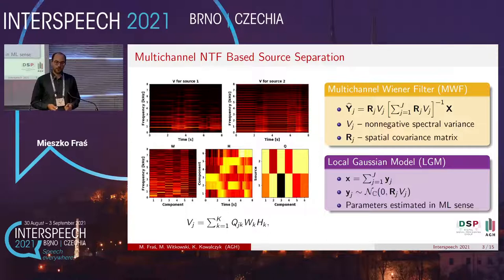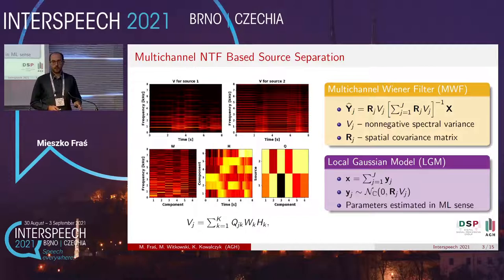It assumes that the microphone mixture is a sum of spatial images of sources. So a spatial image is basically speech as captured by the microphones if no other speech would be present. And these spatial images are distributed with complex Gaussian distribution. And then we can estimate the parameters using, for example, the EM algorithm.